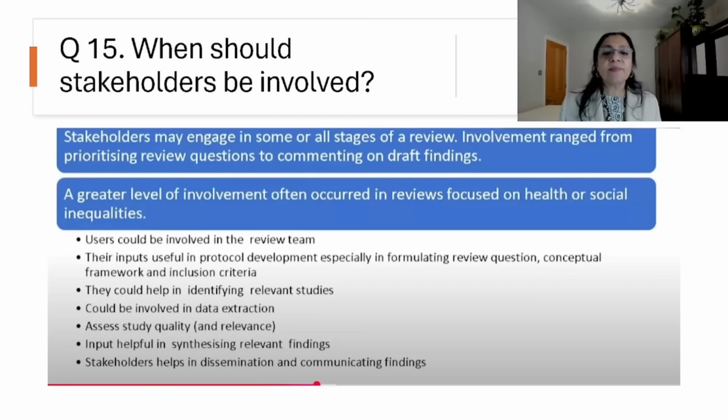Stakeholders may engage in some or all stages of a review. It depends on your resources and on the need. You can involve them at some stages, or at all stages of a review. Involvement ranges from prioritizing review questions to commenting on draft findings. A greater level of involvement often occurred in reviews focused on health or social inequalities. So the involvement can be consultation, collaboration, or co-production. They can also be part of producing and co-authoring the systematic reviews.